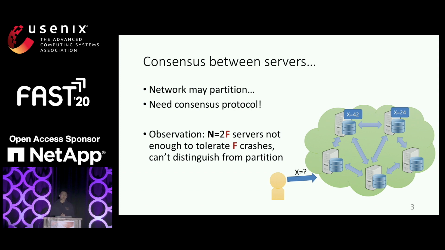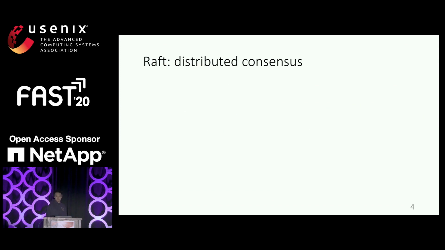We also make an interesting observation here. If you want to tolerate f crashes, merely having 2f servers is not enough. We cannot distinguish between the following two cases. Either I have f servers in my cohort, and I cannot get in touch with the other f servers, so they've all crashed, so I have to keep writing data. Or the network partitioned into two halves, each with f servers, so I should just wait until the network recovers from the partition, because each half of f servers can keep writing. And it turns out we cannot distinguish between the two cases, so we need more than 2f servers.